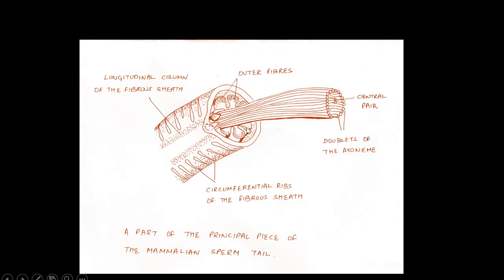So these are the outer dense fibers. They help in the movement of the tail. They also help to give elasticity to the tail.